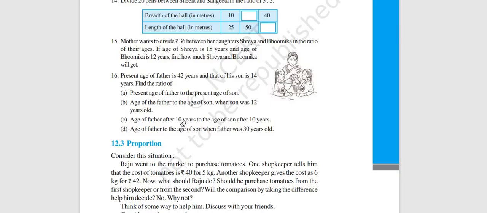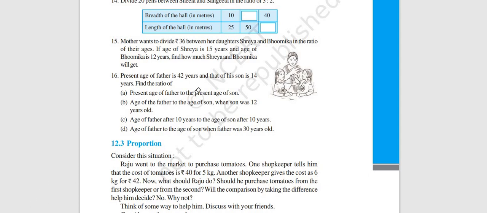Next question, question number 15. Mother wants to divide 36 rupees between daughters Shreya and Bhumika in the ratio of their ages. So in the previous question the ratio is given, but here the ratio is not given. You have to calculate the ratio and after that divide 36 rupees in that ratio.